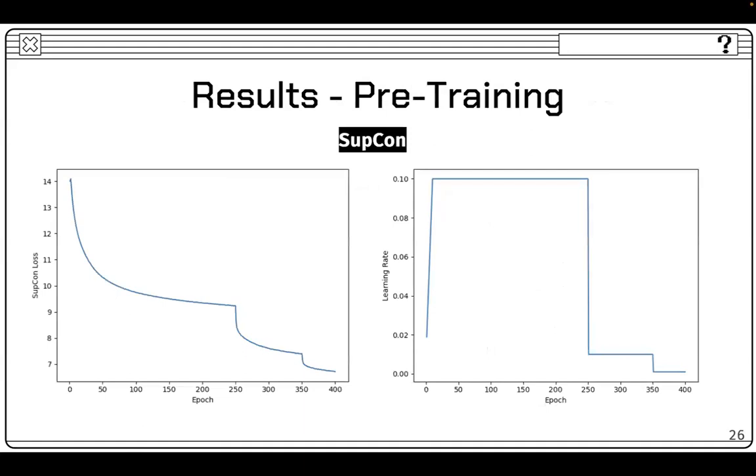So here are the results that I obtained for the supervised contrastive learning model. On the left of this slide, we show the SupCon loss against epoch, and I used the stepwise linear learning rate decay scheduler. The learning rate decays at epoch 250 and 350, and we can see that this corresponds to a sharp drop in the SupCon loss at epoch 250 and 350. So this shows that the stepwise learning rate actually helps the model converge towards a lower loss value.